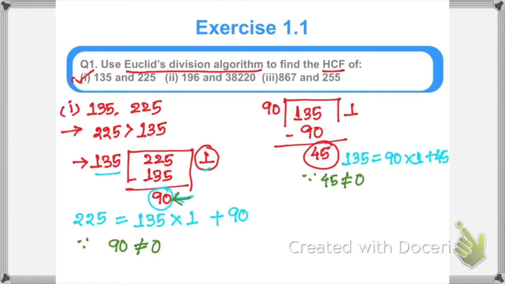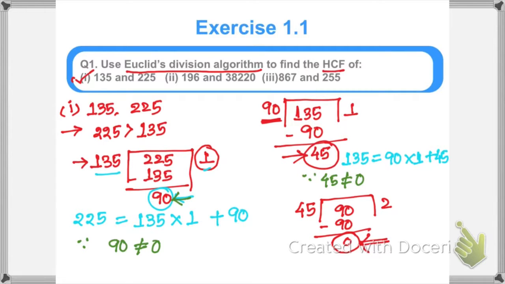and in this case again our new divisor will be the previous remainder. The previous remainder was 45, and the last divisor, that means 90, will be our dividend right now. So 45 2 90. So now in this case you get the remainder as 0. So as we got the remainder as 0, we will stop right here.